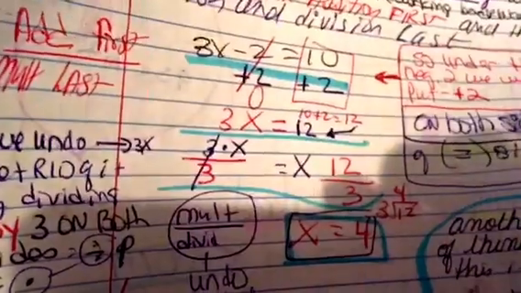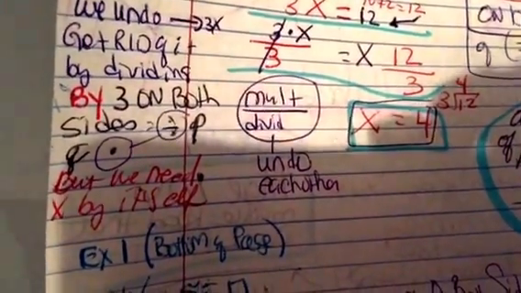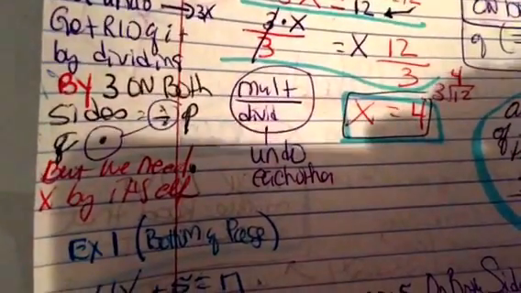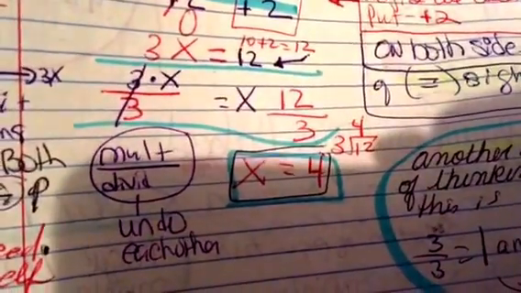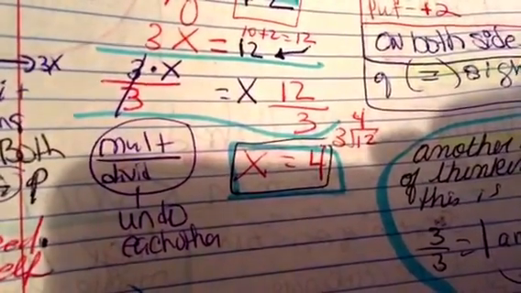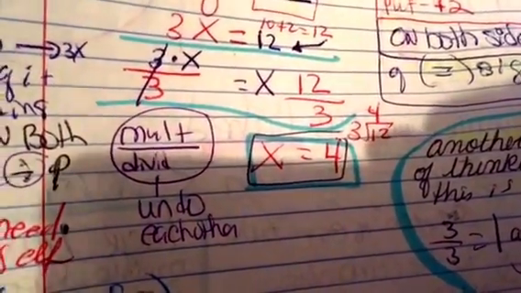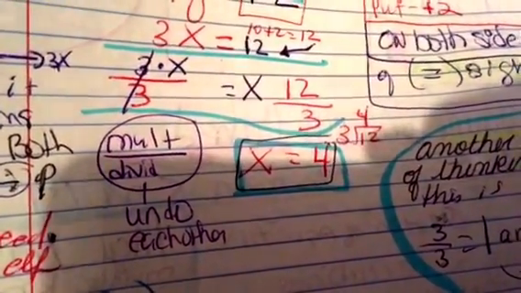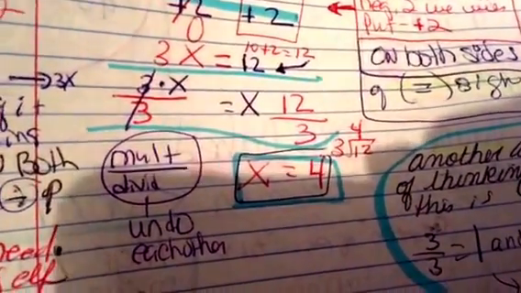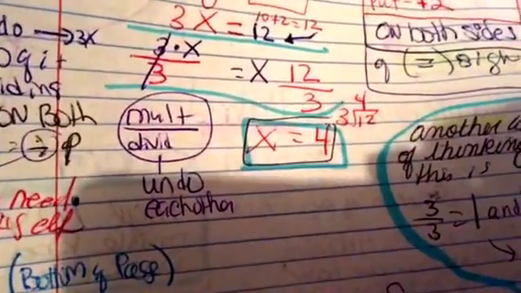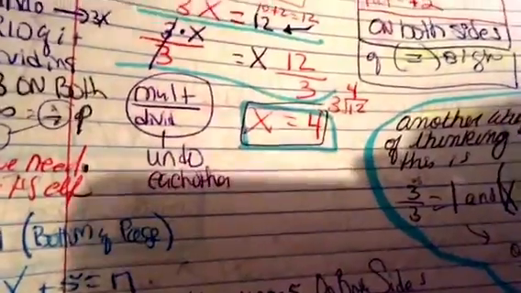We're not done. We still don't have the x by itself. We undo the 3x and get rid of the 3 by dividing by 3 on both sides. So we've done our adding and now we're doing our dividing, because dividing is the opposite of multiplying. So 3x divided by 3 equals 12 divided by 3. 3 goes into 12 4 times, and the multiplying and dividing undo each other. x will equal 4.